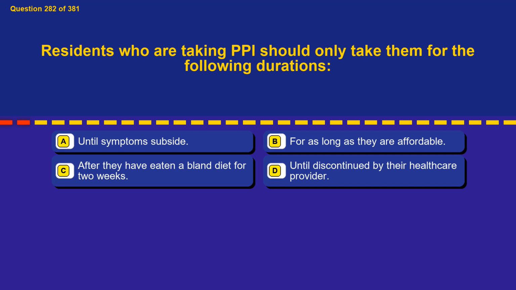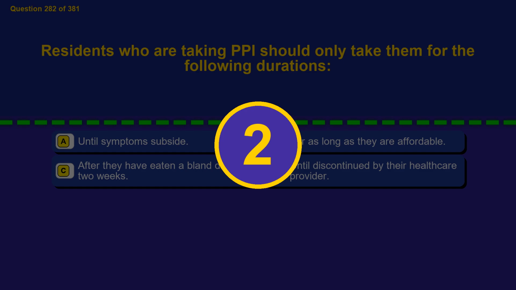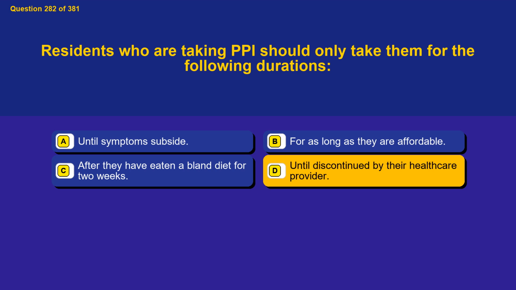Question 282. Residents who are taking PPIs should only take them for the following durations. Option A, until symptoms subside. Option B, for as long as they are affordable. Option C, after they have eaten a bland diet for 2 weeks. Option D, until discontinued by their healthcare provider. The correct answer is option D, until discontinued by their healthcare provider.